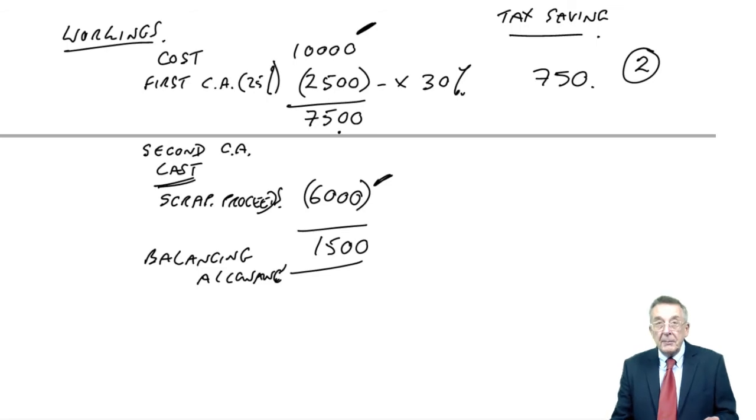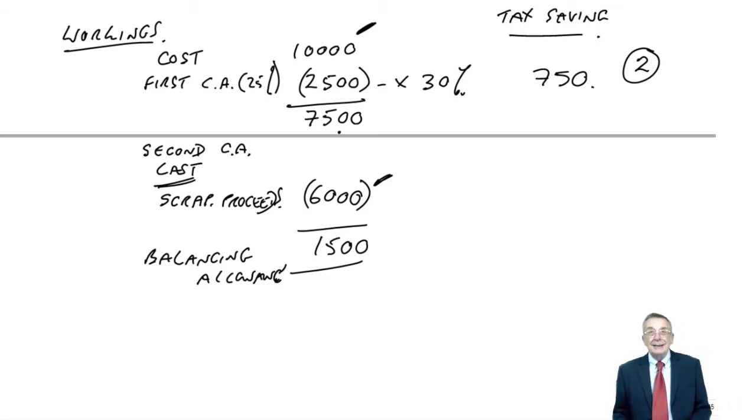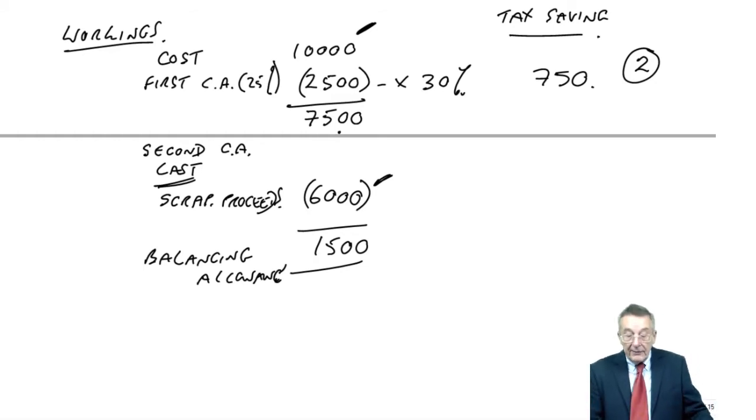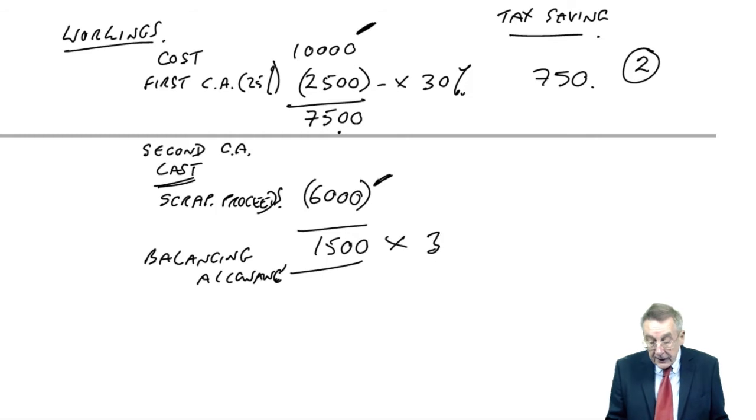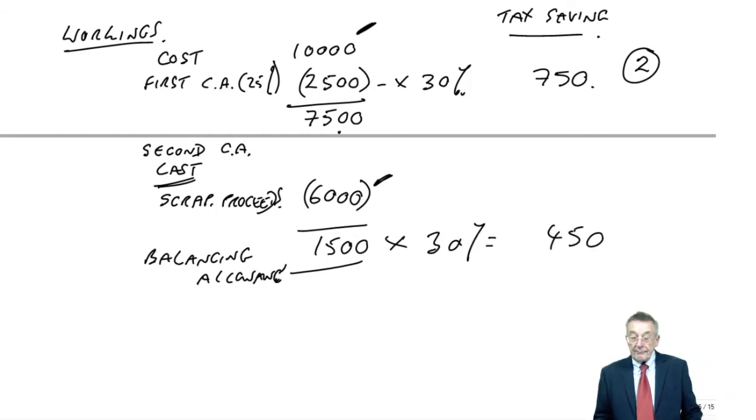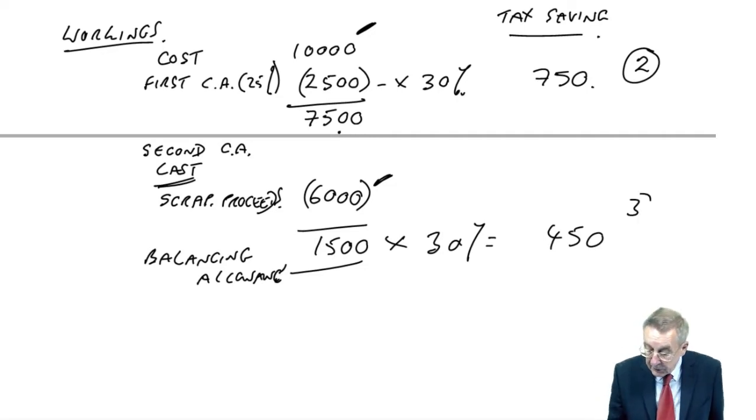It's 25% reducing balance every year, but the last year, you get whatever's left over. And so the allowance in the final year will be 1,500. Again, the saving is 30% of it, which is 450. And it'll be 1 year later, it'll be times 3.